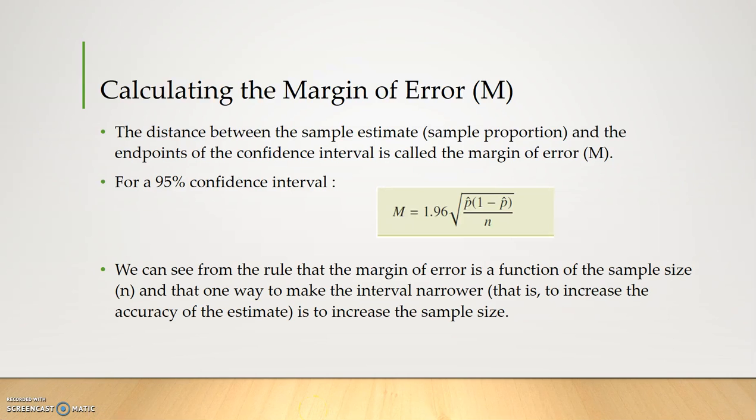And we can see from the rule that the margin of error is a function of the sample size. Here is the sample size n, and we have to divide p hat times 1 minus p hat by the sample size. So it is true that the margin of error is very much a function of the sample size. So therefore, one way to make the interval narrower, that is to increase the accuracy of the estimate, is to increase the sample size. If I increase this value here, my margin of error is going to be much smaller.